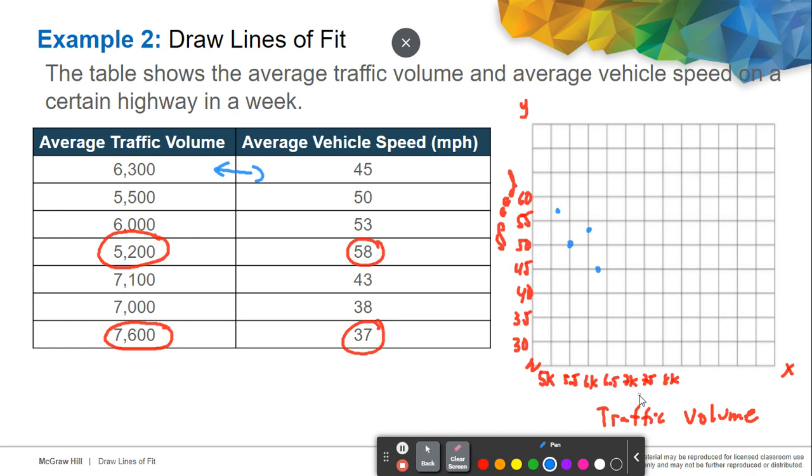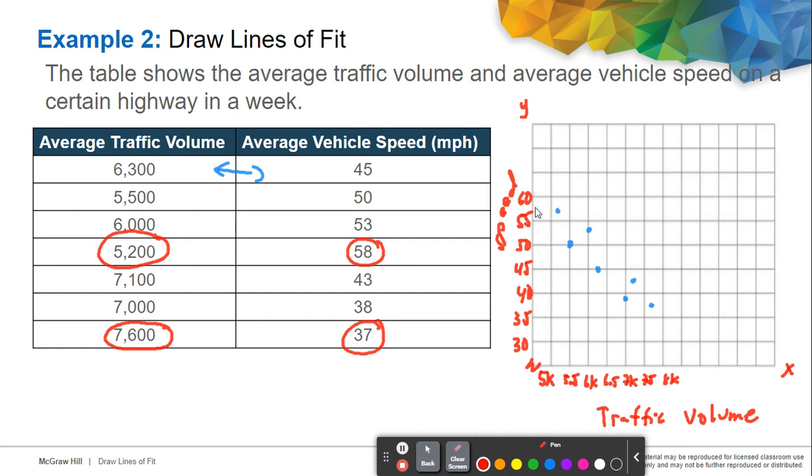We have 7,143. So 7,143 will be here. 7,038, it's almost 40. 7,637, or 7,600, it's after 7.5. And then 37 is somewhere here in the middle. Okay, so we have graphed our data points already. Now let's draw our line of fit.